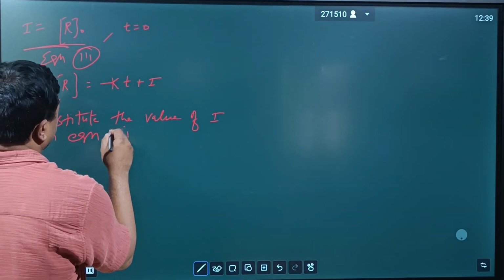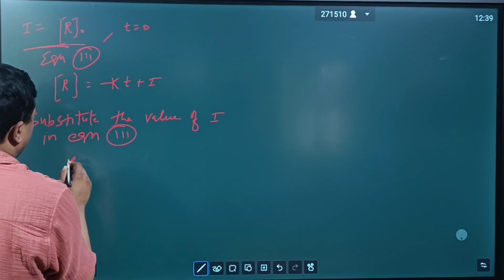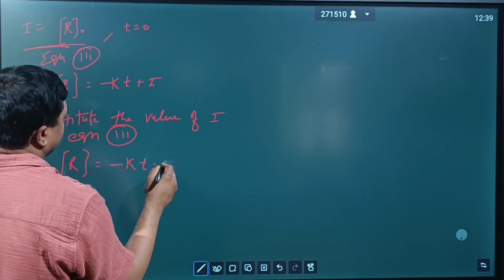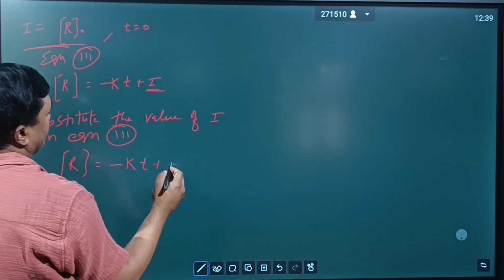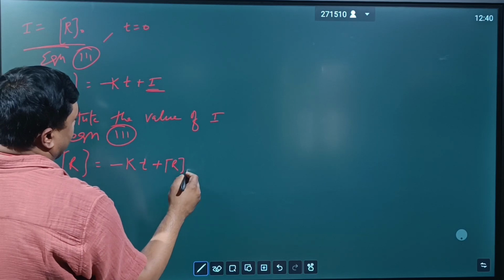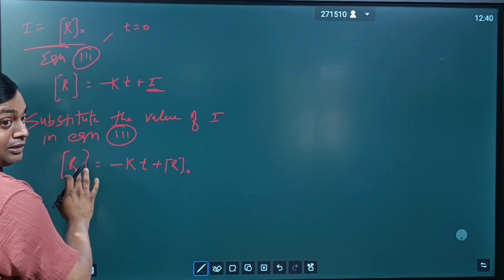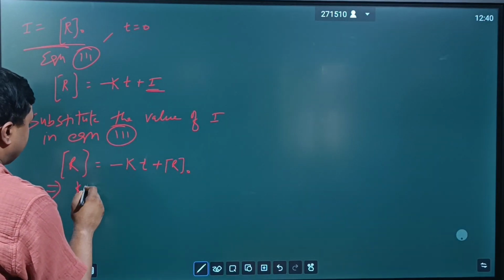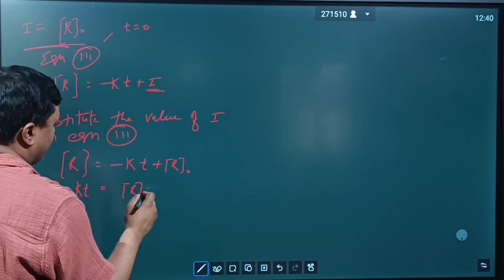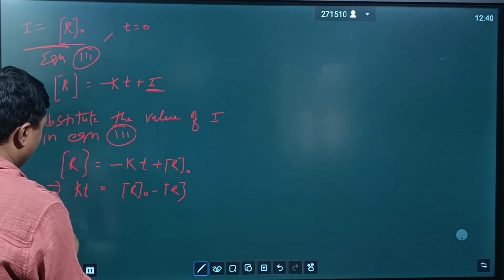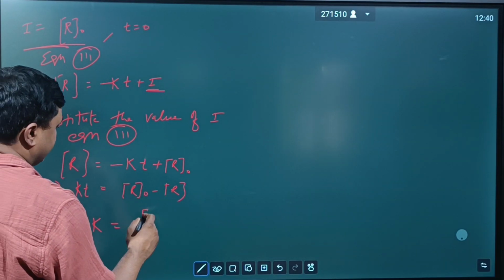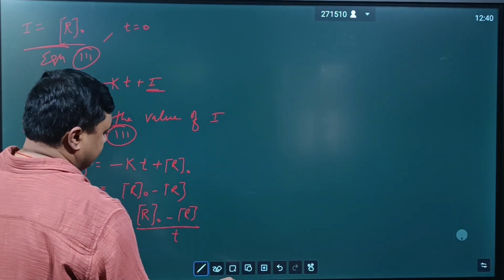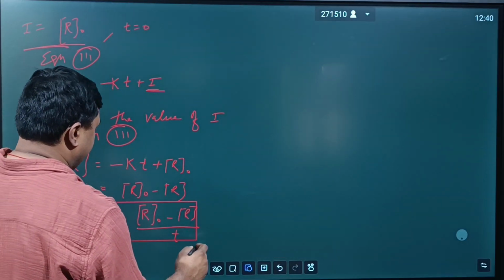So we can write equation 3: R is equal to minus K into t plus, instead of I we substitute R naught. Move to the left hand side, transpose R to the right hand side, so we can write plus Kt is equal to R naught minus R, yes or no? From here we can write K is nothing but R naught minus R divided by t. This is the expression of K.